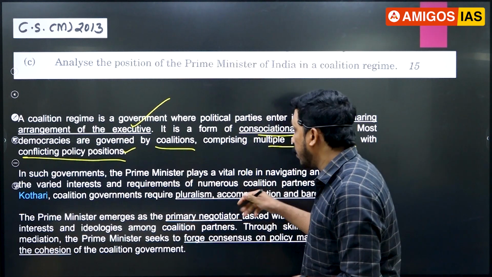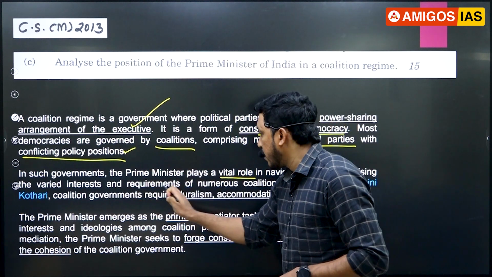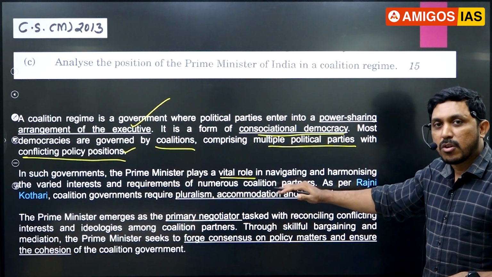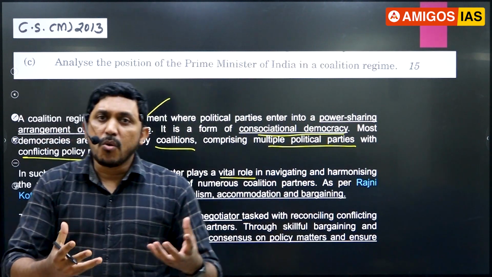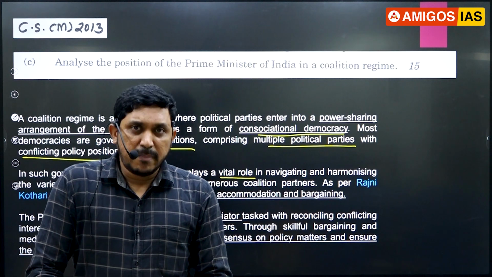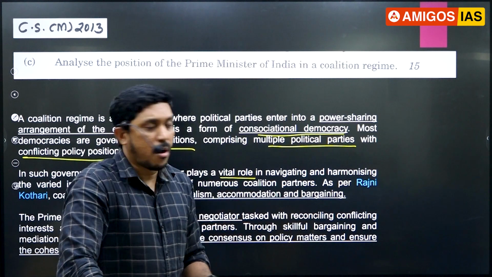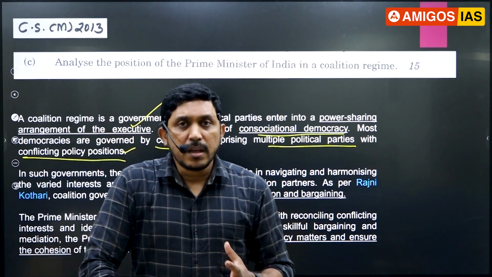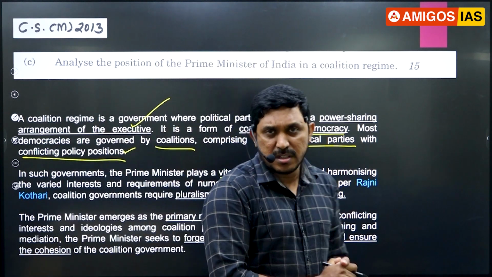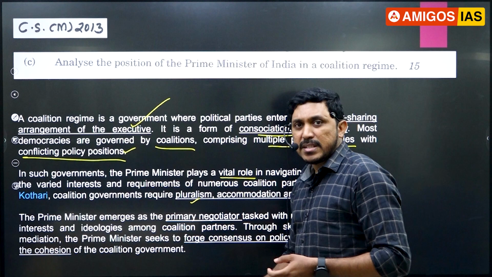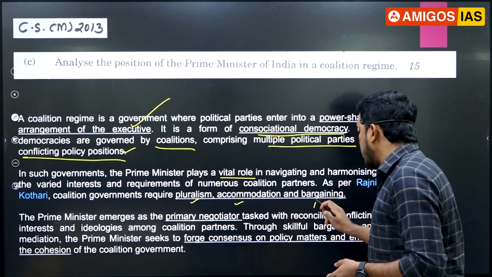So you're mentioning the same point here. The Prime Minister plays a vital role in navigating and harmonizing the varied interests and requirements of numerous political partners or coalition partners. Then I have taken a quote of Rajni Kothari when he was talking about the Congress system. Okay, after the independence, he was talking about the Congress system having a lot of pluralism, accommodation and bargaining between various fragments. That means in the Congress system, even though there were people having different ideological positions, there was pluralism. That means diverse belief systems were there whose interests have been accommodated, and there was certain bargaining as well.